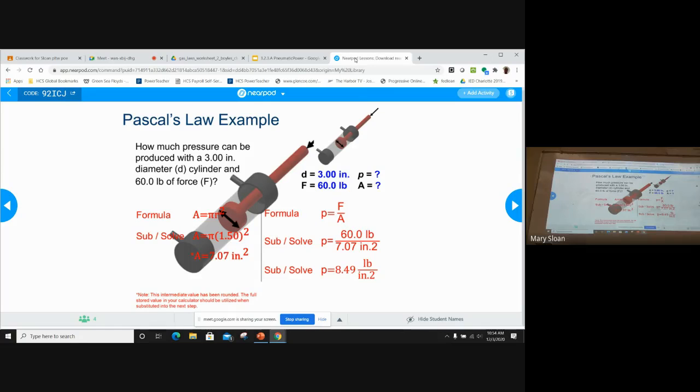So if you look on the left-hand side, the first thing they're going to do is solve for area first. And to solve for area is pi r squared. So in your calculator, you would do pi, the radius, as it says in here, 1.50. And then they do the math and they get 7.07. Once they find out for the area, then they're able to solve for P.